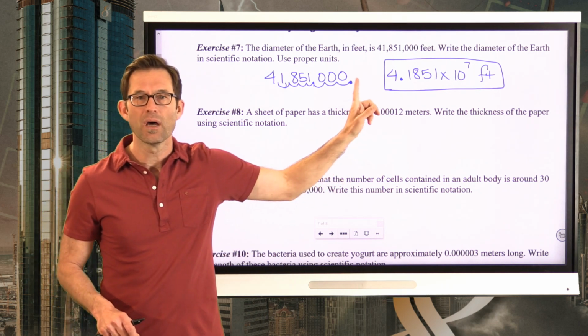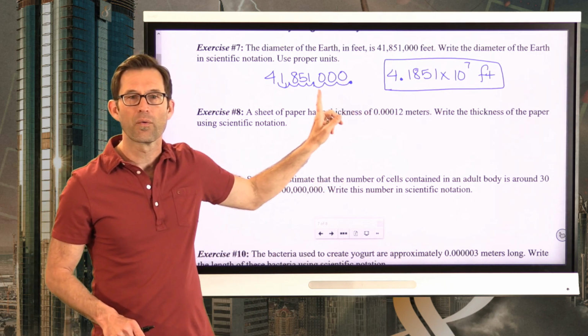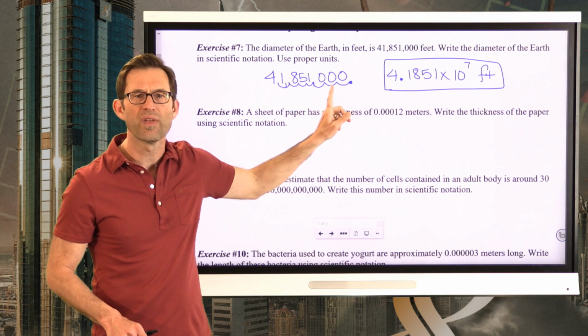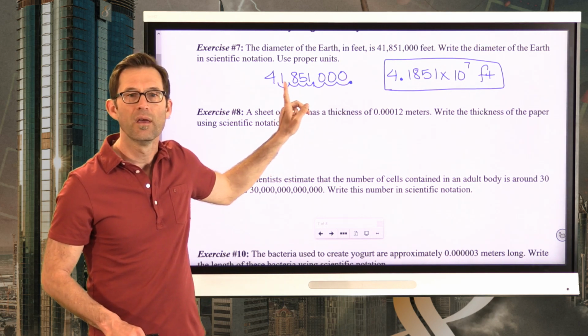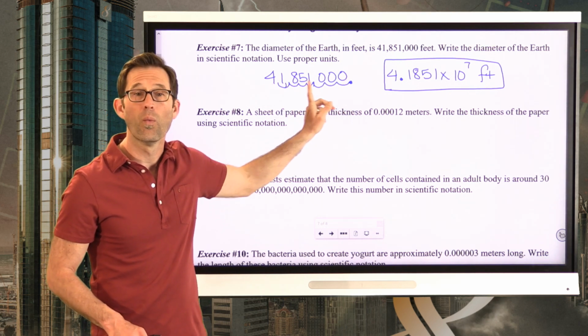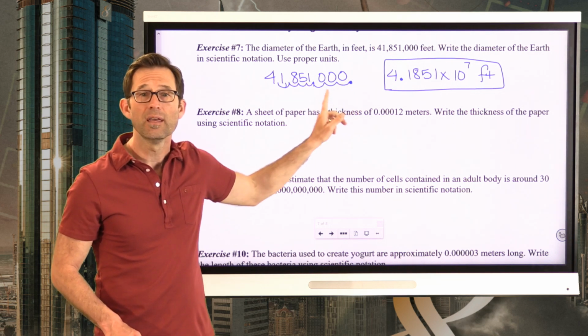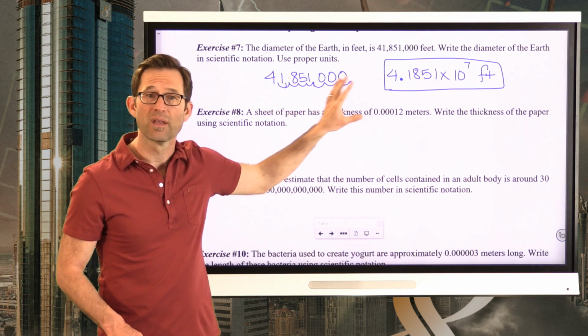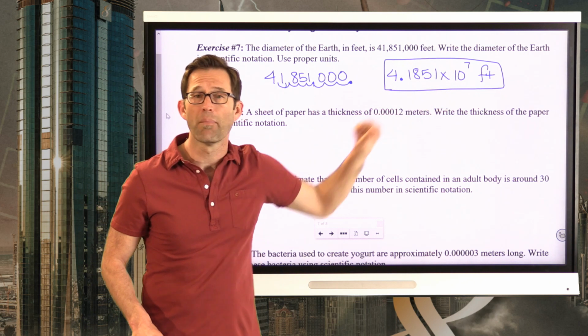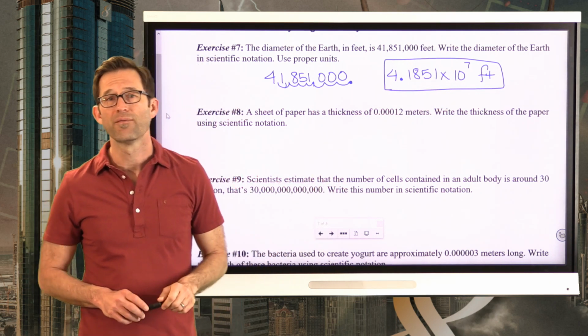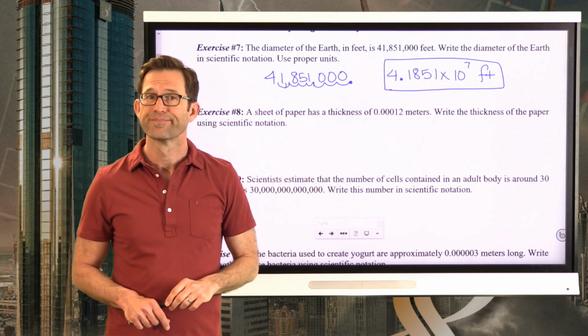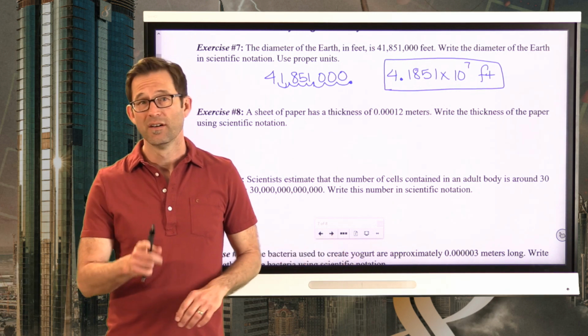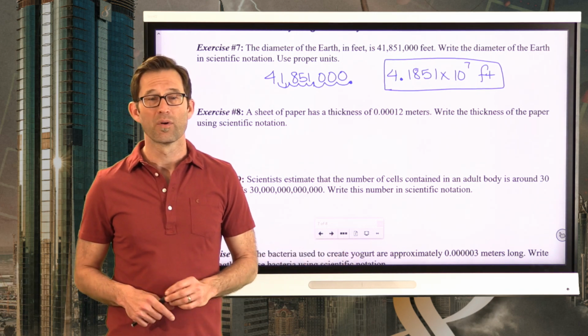It's all about knowing that if I want to write it in scientific notation, I just move that decimal point until the number is between 1 and 10. Keep track of how many places I move it, and because this is a big number, that power is positive. 4.1851 times 10 to the 7th. The Earth is pretty big, although eventually we'll also look at the diameter of the sun.